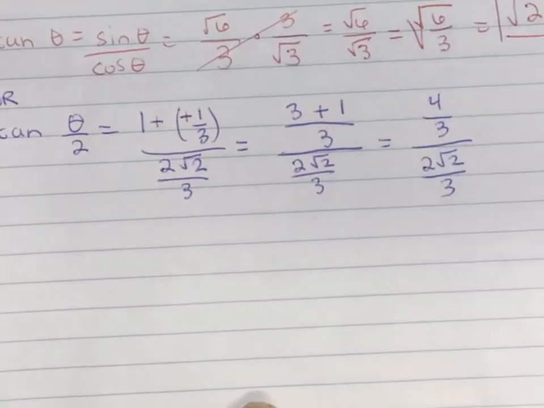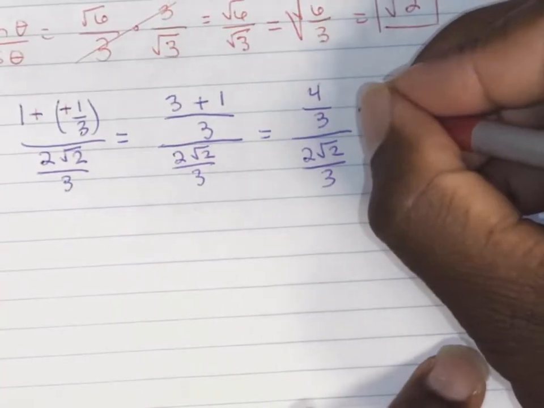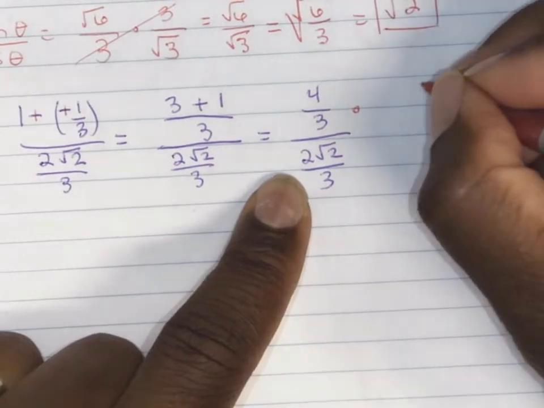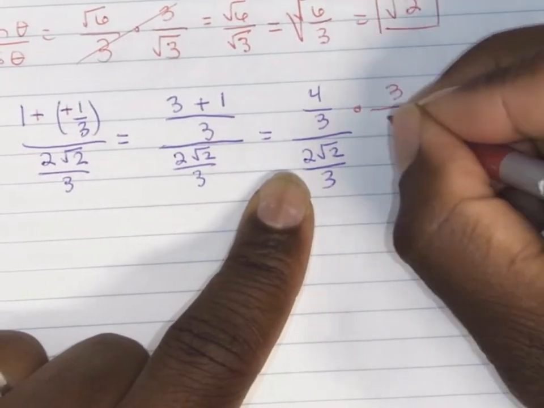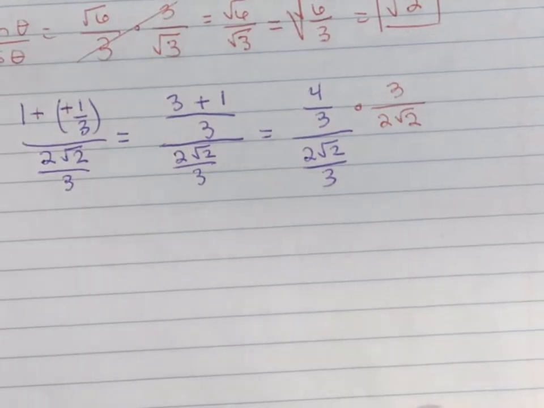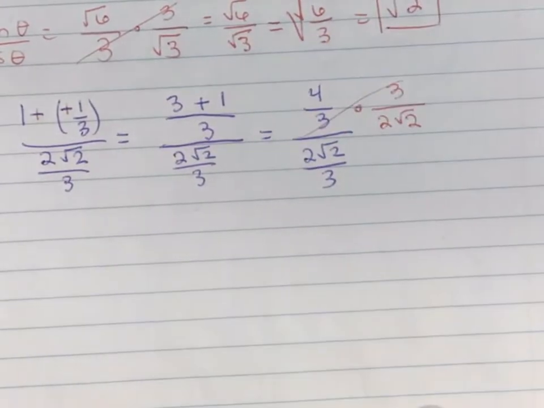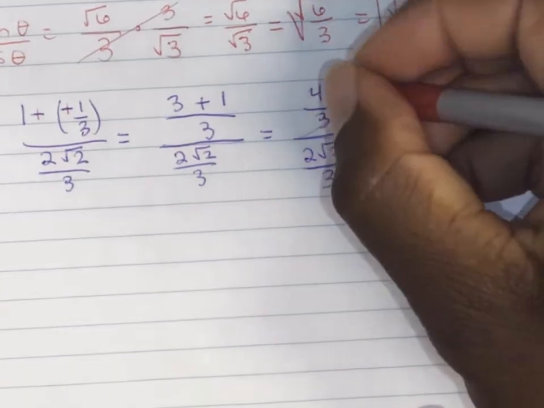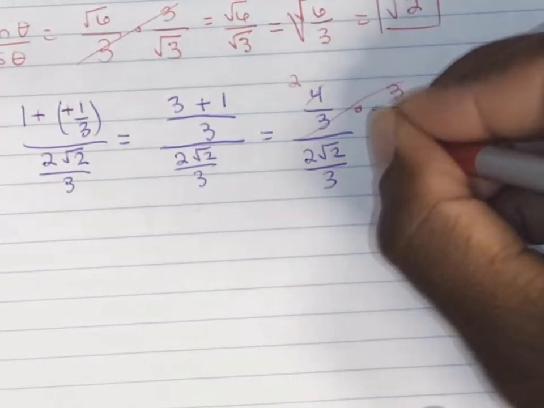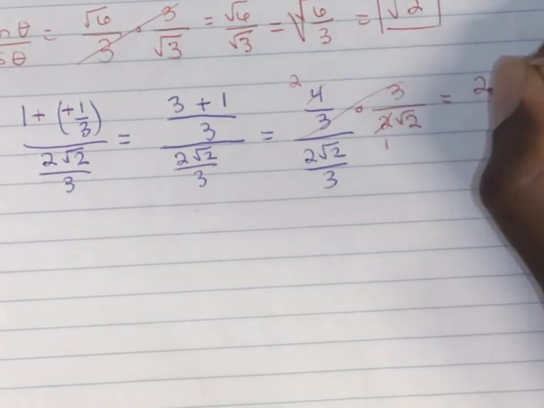All right, so I'll keep this first part. I'll multiply by the reciprocal of the bottom, so I'll multiply by 3 over 2 root 2. The 3's cancel out, and I can divide 4 by 2, so the 2 cancels out to be just 1. What I'm left with is 2 over root 2.